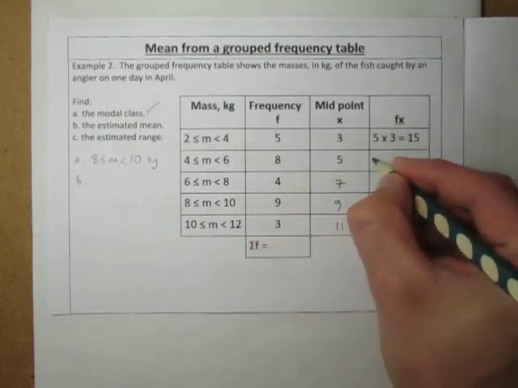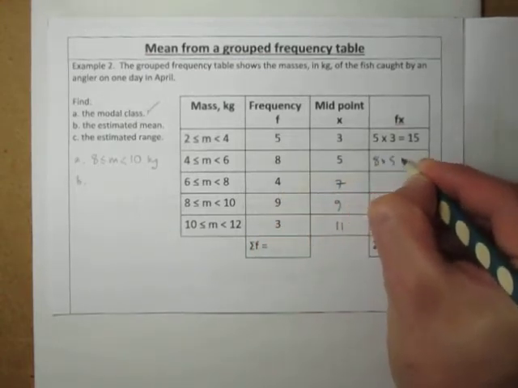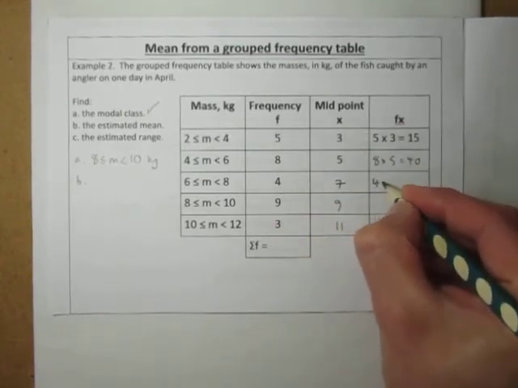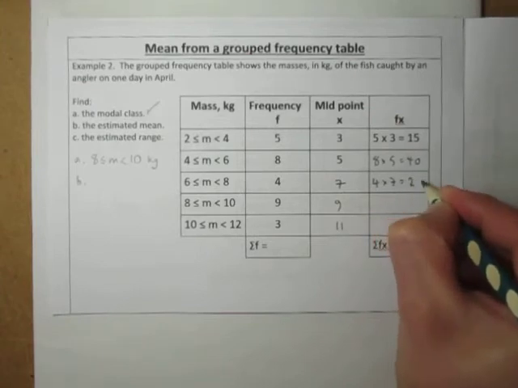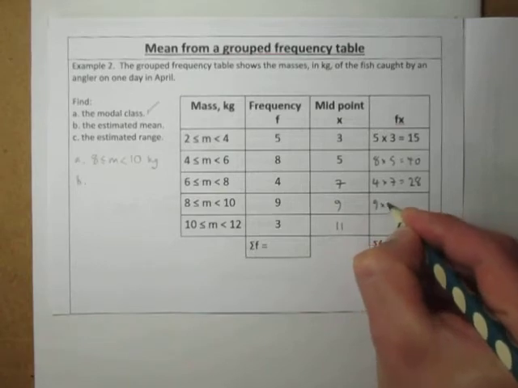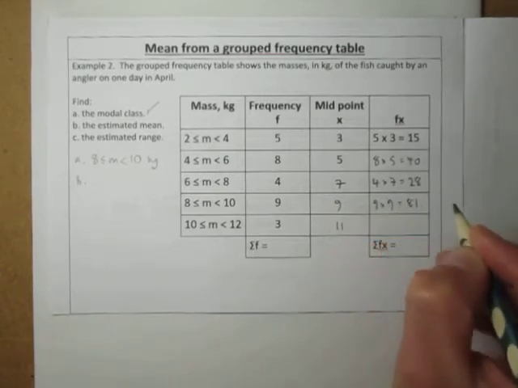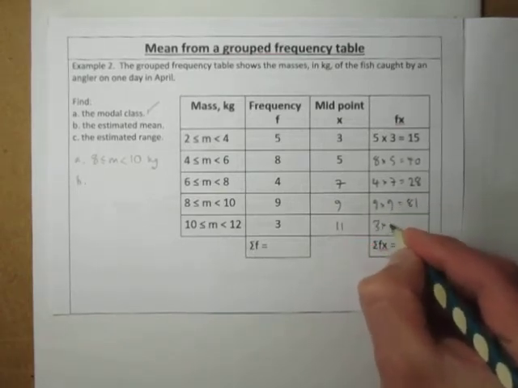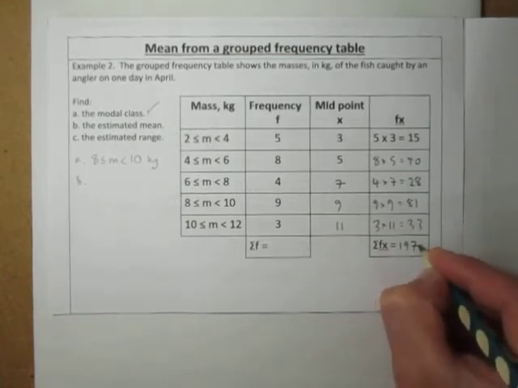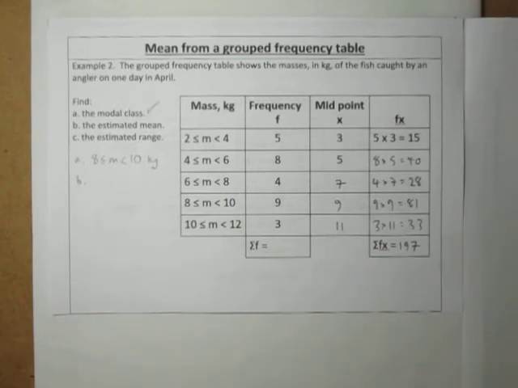So 8 times 5 gives me 40. 4 times 7, 28. 9 times 9, 81. And 3 times 11, 33. And all those add up to 197 kilograms. So the estimated mass of all those fish is 197 kilograms.